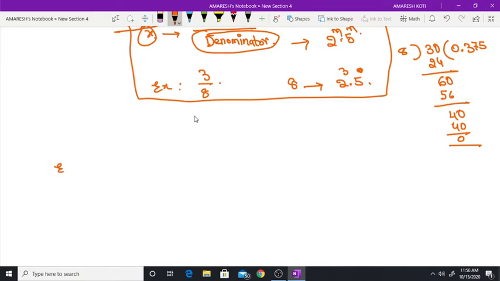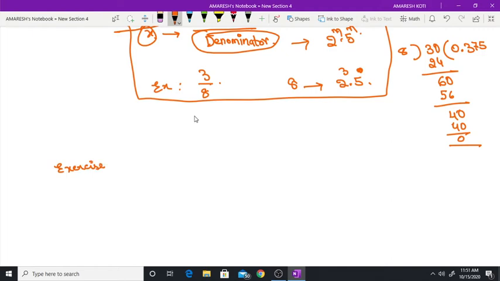If the denominator is not in the form of 2 power m into 5 power n, then it is a non-terminating repeating decimal. That is what there is in theorem 1.5. Let x equals p by q be a rational number such that the prime factorization of q is not in the form of 2 power m into 5 power n, where n and m are non-negative integers, then x has a decimal expansion which is non-terminating recurring decimal. Read theorem 1.4 and 1.5, those are very important.